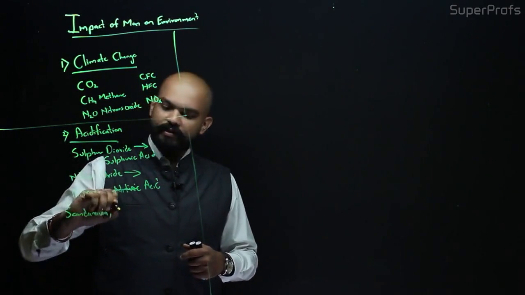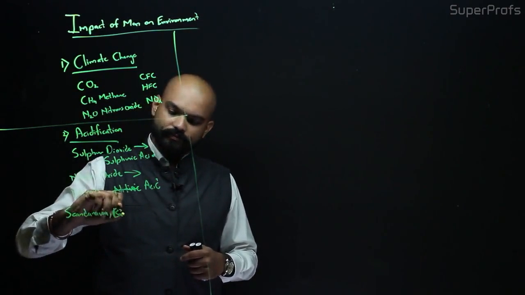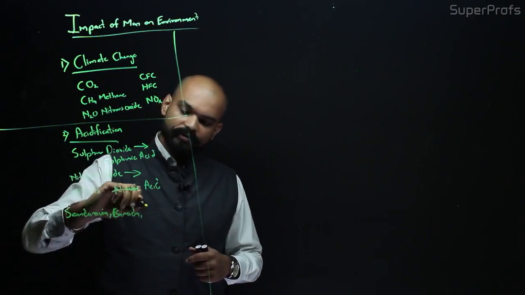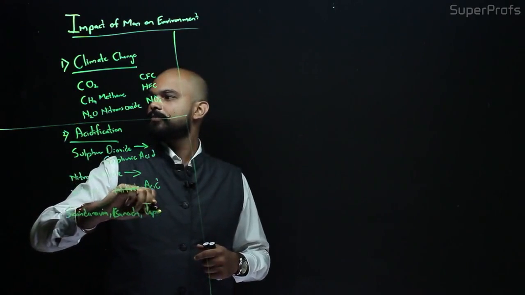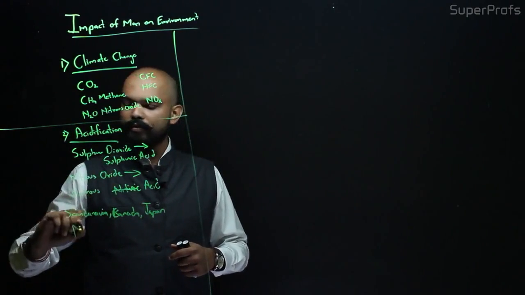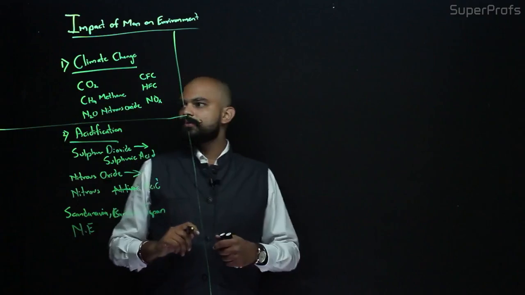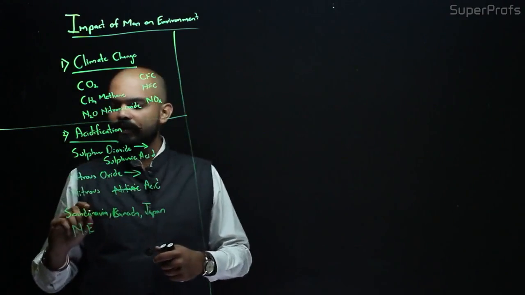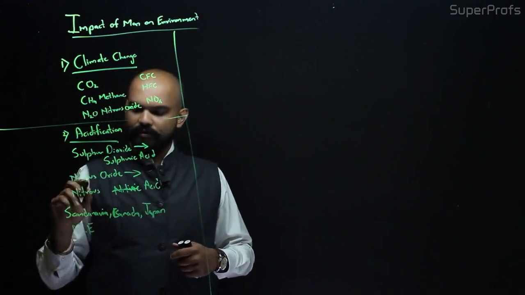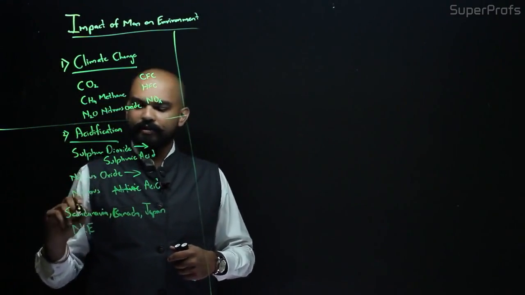Now this acid rain phenomenon is observed in Scandinavia. It is observed in Canada. It is observed in Japan and northeast India. So these are the regions where you will find a lot of acid rain happening.